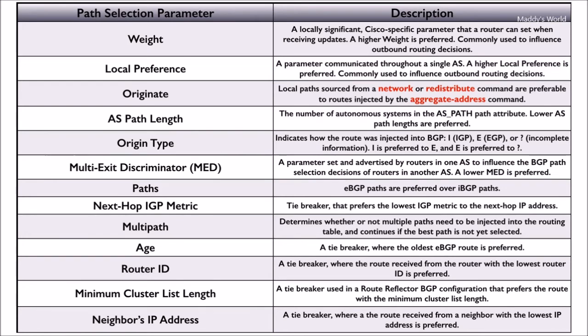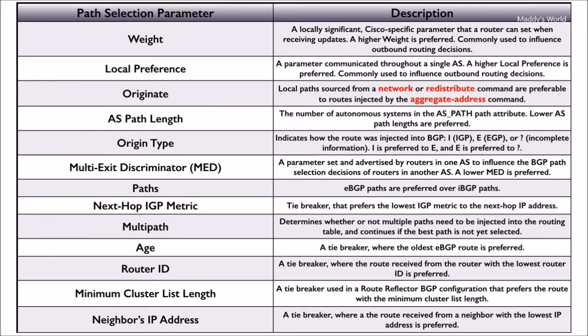Next, we're asking, from where did this network prefix originate? We're going to prefer a path or a route that was originally sourced from a network statement, or maybe a redistribute statement given in router configuration mode for BGP. Those are going to be preferred over a route that was injected by the aggregate address command.